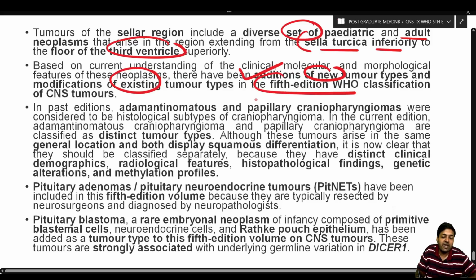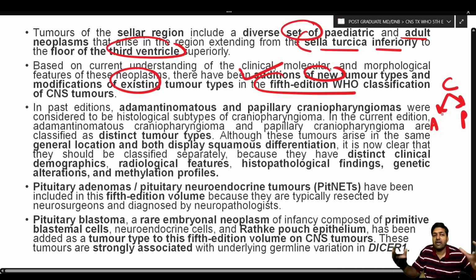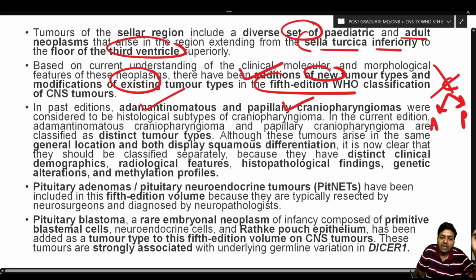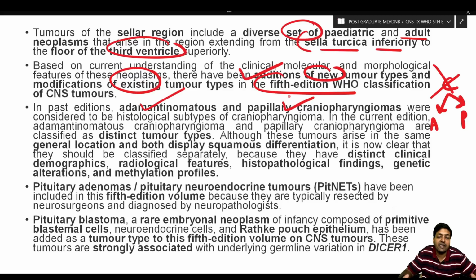In the past edition, there was a separate heading of craniopharyngioma, which had adamantinomatous and papillary varieties. So they were under a single umbrella. But now this common umbrella term of craniopharyngioma is not there, because the adamantinomatous and papillary varieties are themselves separate entities altogether. They have distinct biological and molecular features. So they have been separated as distinct entities and they are not under the heading of craniopharyngioma.